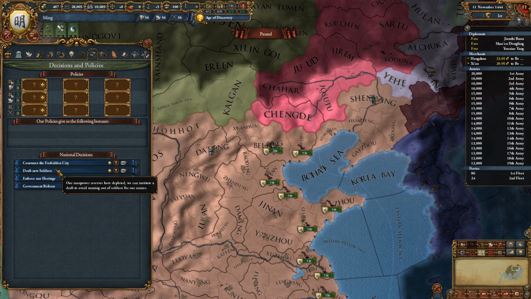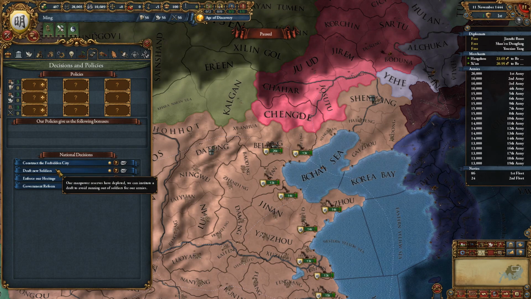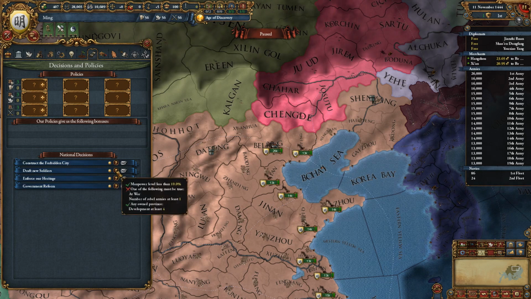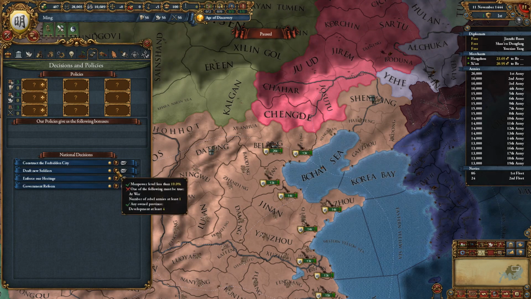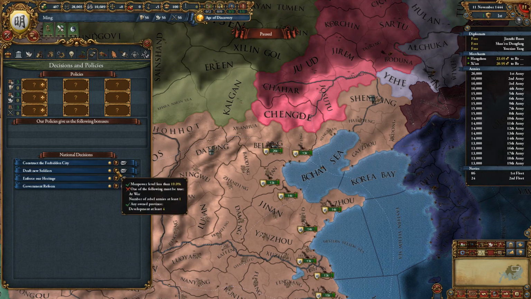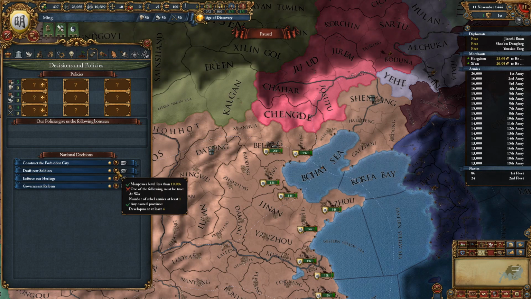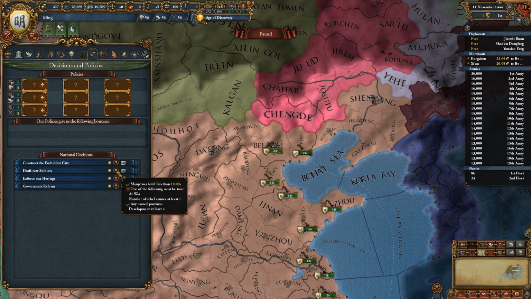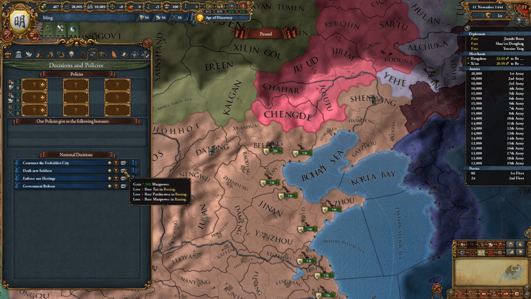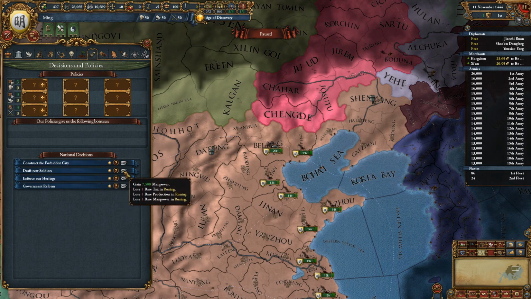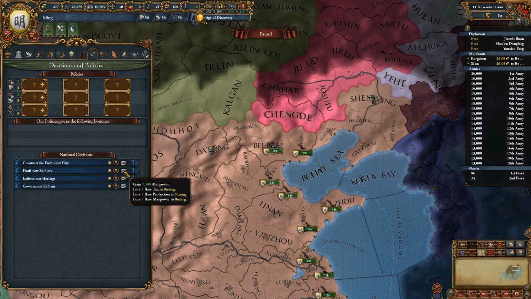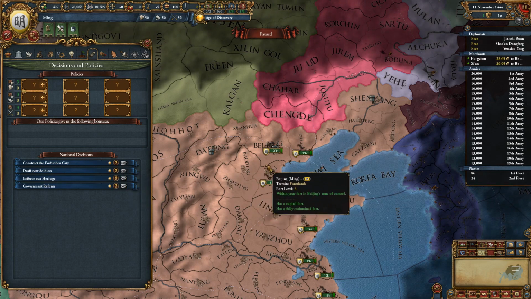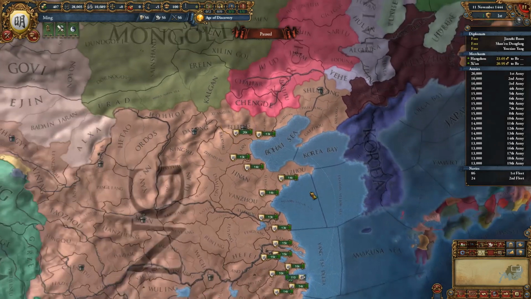But anyways, here's the decision. It's called Draft New Soldiers. What the decision does is, whenever you have less than 10% manpower reserves and you are at war or there is a rebellion going on in your country, and you have some province that still has a little bit of population, then you can click this button right here and it's going to give you some manpower and it's going to decrease the development in one of your provinces.